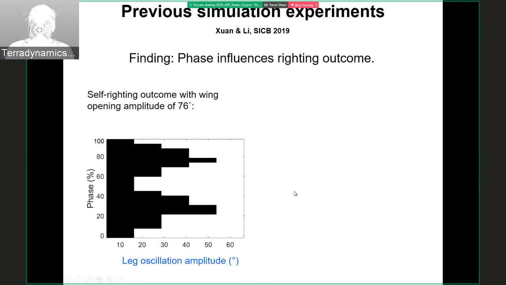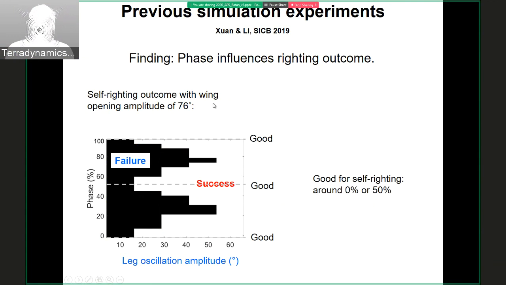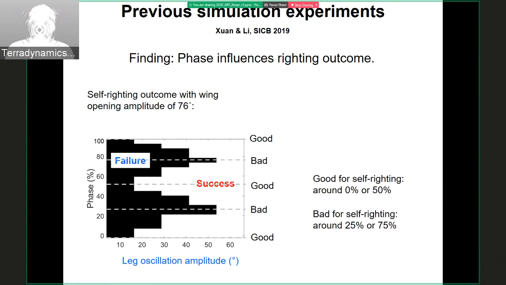From our previous study, we find an interesting result. Although the phase doesn't change the oscillation amplitude, it will influence the self-righting result by changing the coordination between wing and leg. In this figure, the white means success and black means failure. We can see the white area is concentrated around 0 and 50%. The black area is around 25 and 75%. We name them good and bad phase respectively.